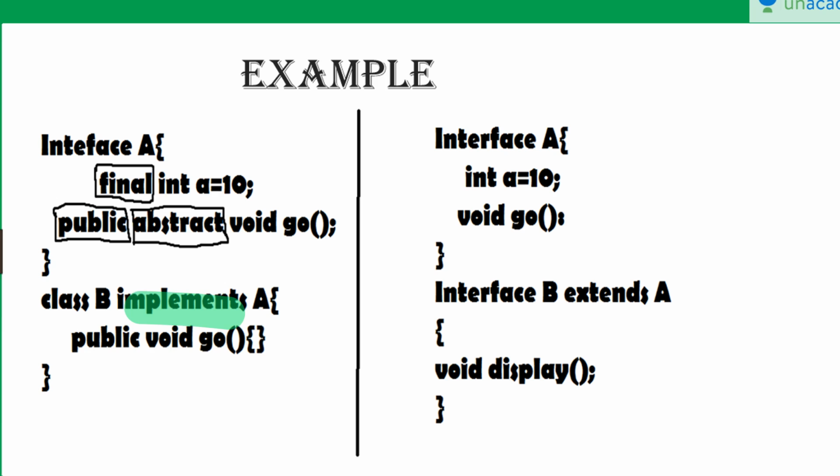Now here we are just trying to implement the go function which we have declared in interface above in the base class. Now we have to give here public. We can't use any other access modifier here.